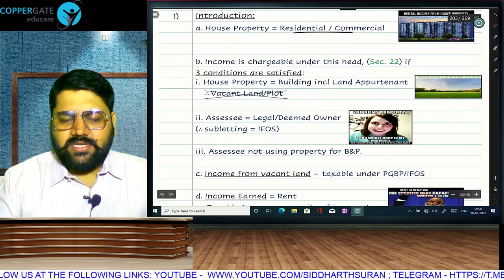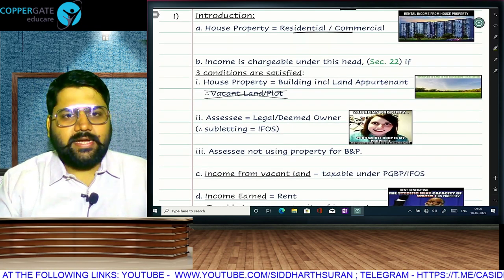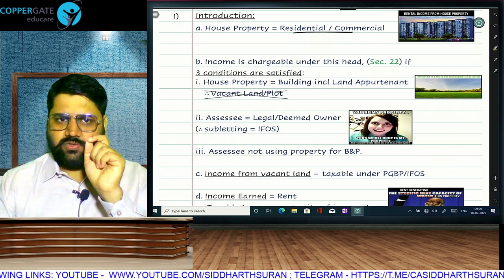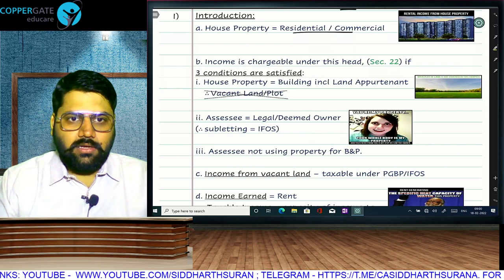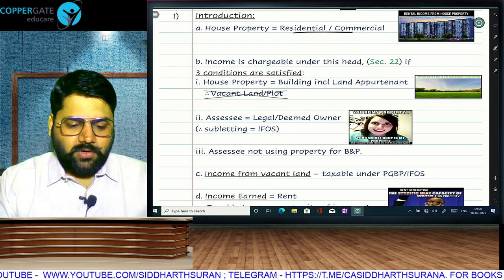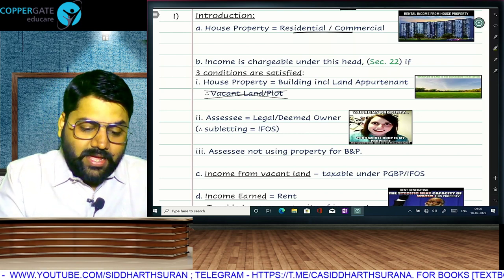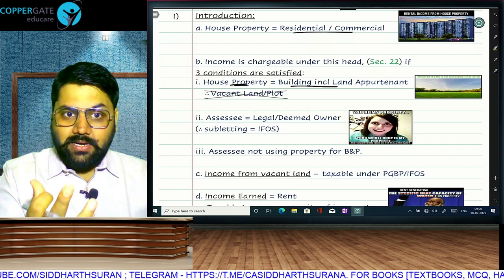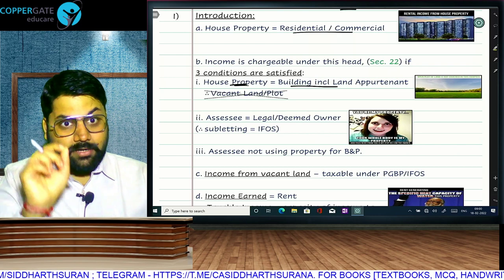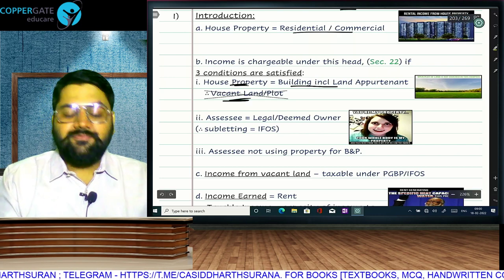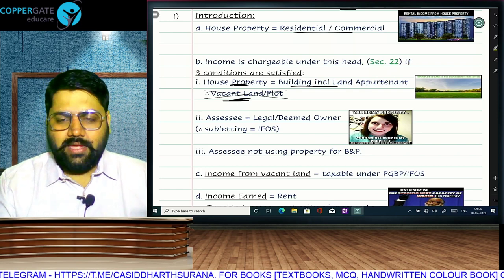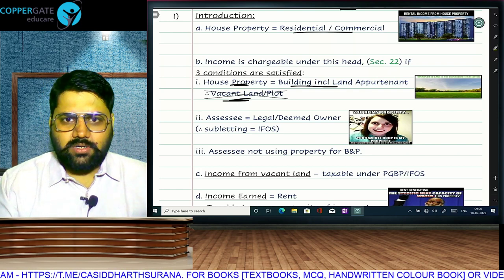Here income will be chargeable under this charging section 22 for a house property only if three conditions are satisfied. For salary there is only one condition, employer-employee relationship, but for house property, first there has to be a property. Property means there has to be a building. Along with the building there may be land, there may not be land, but building is compulsory. Only a vacant land will not come here. It can go in PGBP if regular, or IFOS if not regular, but it will not come here.